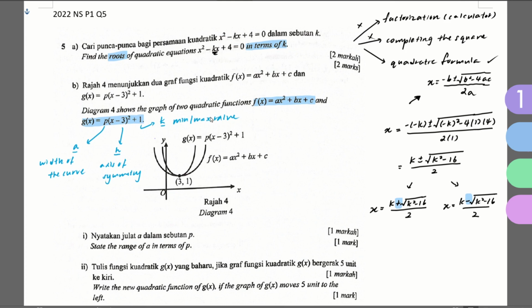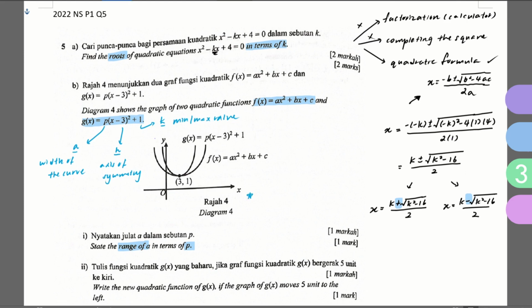So in part 1, it tells us to find the range of a in terms of p. So since p is controlling the width of the curve for function g, they're hinting for us to compare the widths of these two functions, or these two curves.